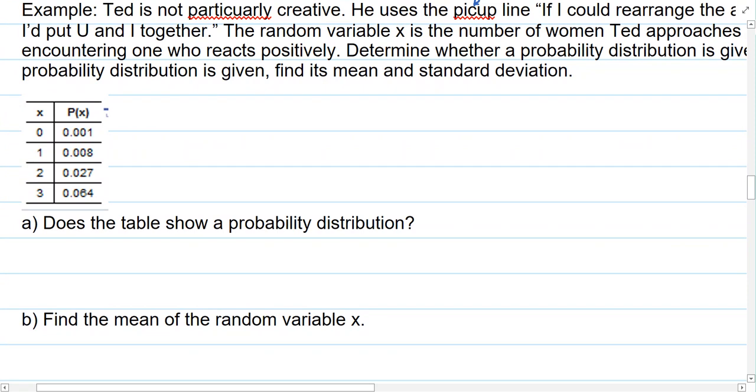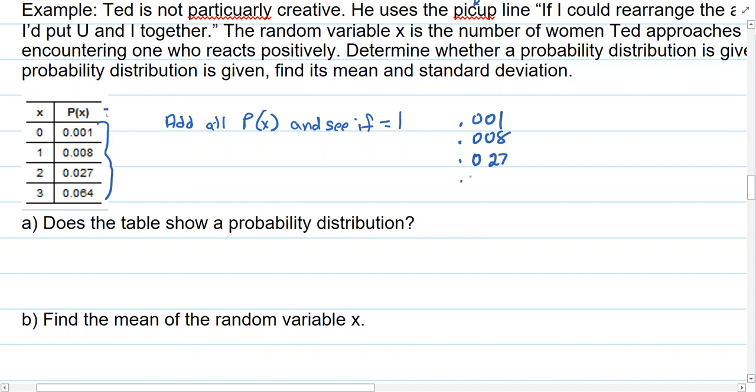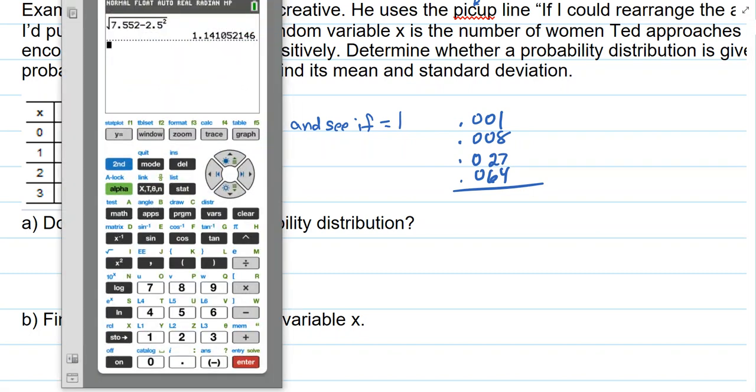So our first step is to add the P of x. All right. Well, these look very small, as you can tell. So let's add them up anyway. 0.001, 0.008, 0.027, 0.064. So let's see what kind of total I have.